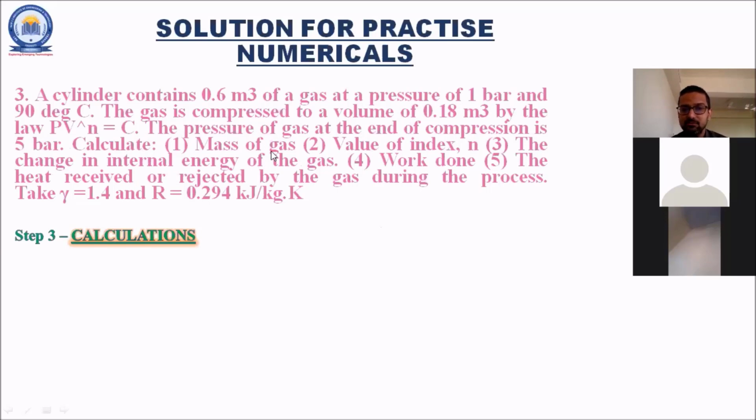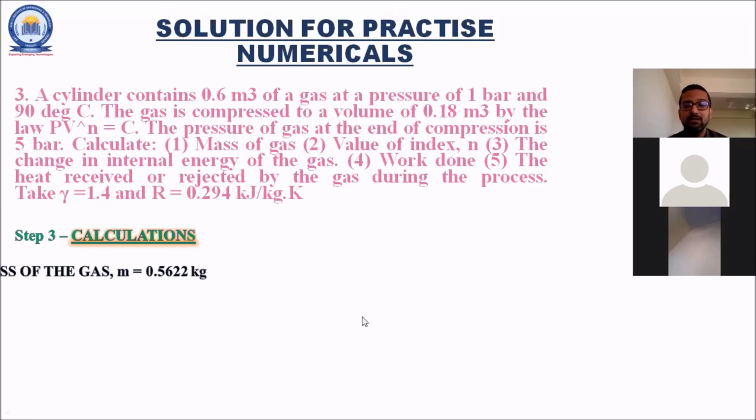We need to calculate the mass of the gas m, the value of index n, the change in the internal energy of the gas, then the work done W, and the heat received or rejected by the gas during the process. Take gamma is equal to 1.4 and R is equal to 0.294 kilojoule per kg Kelvin. Some of the students have responded in the chat box by sharing their answers. I have observed those answers. Okay, now I will be displaying my answers, so that you can cross check with my answer whether you have got the right answer.